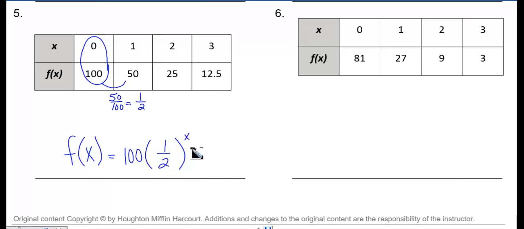So here's what I would like you to notice. In the growth function, we had a whole number. In the decay function, we've got a fraction. This is important. If a function is growing, the number where the rate is will always be greater than 1. It could be 1.5. It could be a fraction greater than 1, but it's going to be greater than 1. If the function is decaying, the number of the rate is going to be between 0 and 1. So it's still a positive number, but it is a value less than 1.